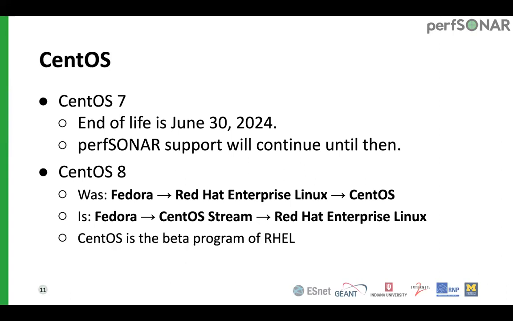So that means essentially that CentOS is becoming the beta program for Red Hat Enterprise Linux, and this is not what we want to have as a platform to deploy and to develop perfSONAR. We want to have a stable and production level OS that we need to rely on. So we know that we have to change that.